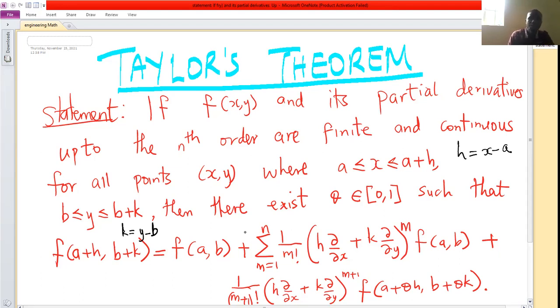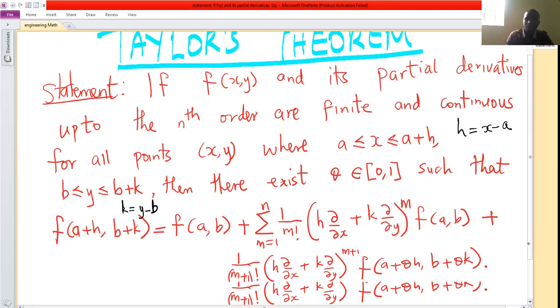of the function at the point ab plus summation m from 1 to n, 1 over m factorial into h partial x plus k partial y raised to power m, f at ab plus 1 over m plus 1 factorial, h partial x plus k partial y raised to power m plus 1, f at a plus theta h, b plus theta k. Remember, theta is a number taken in the interval 0 to 1. So let's prove this theorem.